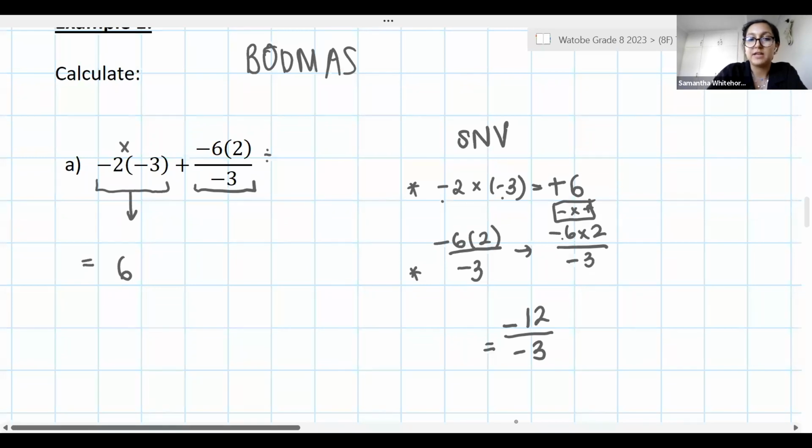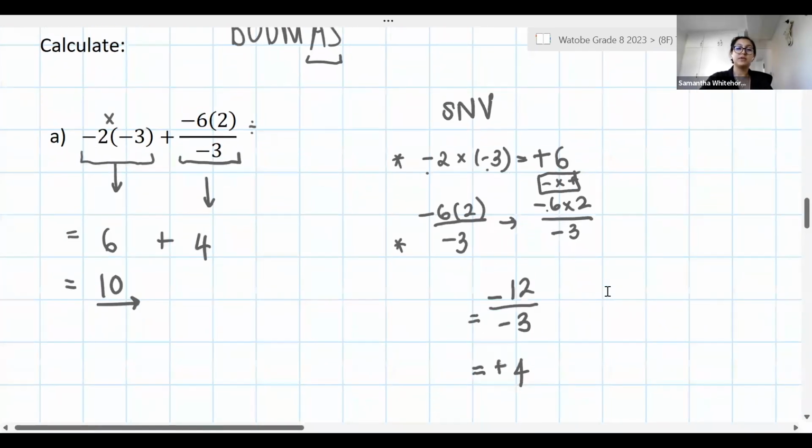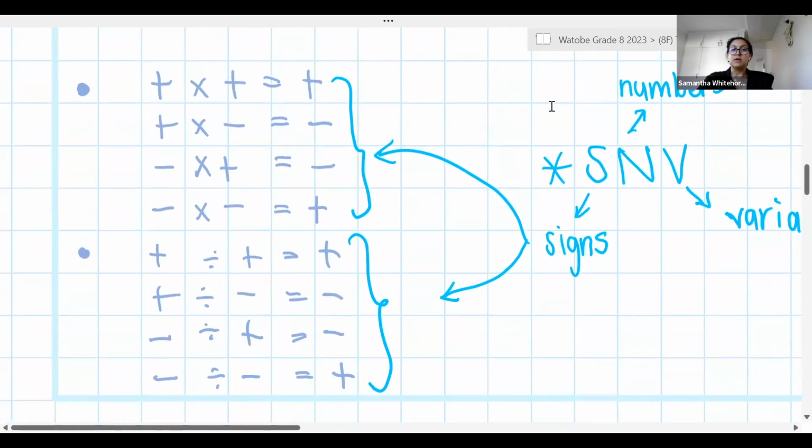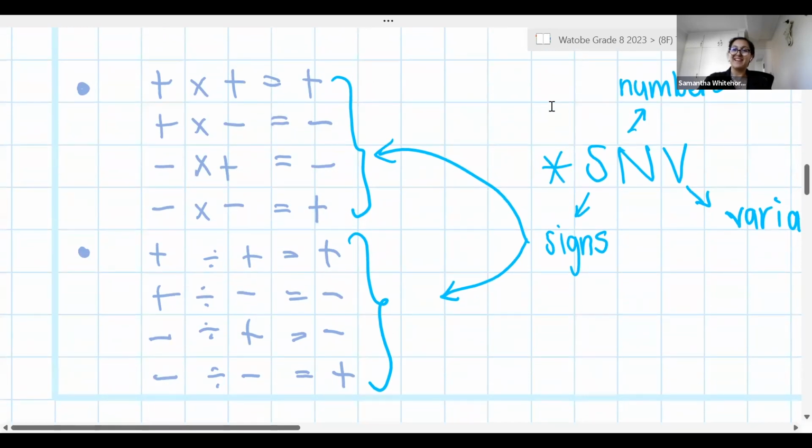Now I apply my S and V again. A negative divided by a negative is a positive, and 12 divided by 3 is 4. So from my second term, I now have a +4. Because I've simplified everything that I'm dealing with here, I can now do my final step of addition and subtraction. We know that 6 plus 4 is 10. So it's very important that we use our BODMAS. It's also very important that we use SMV as well as remembering these rules for multiplying signs.